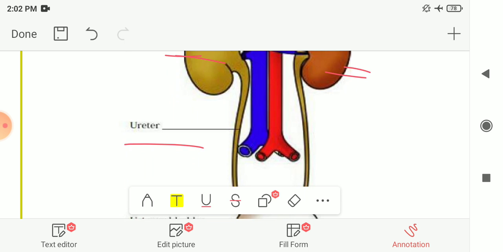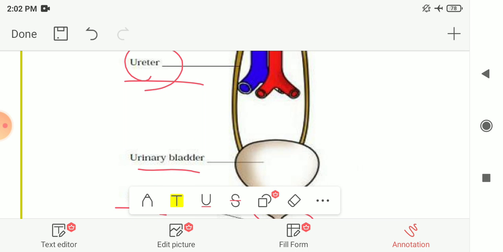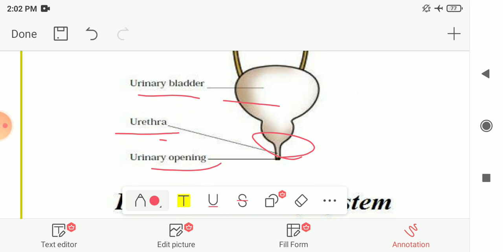It goes to the urinary bladder through these pipes, which are known as the ureters. After reaching the urinary bladder, this liquid, or you can say the waste products dissolved in the water, is stored in the urinary bladder. And then from the urinary bladder, it goes into the muscular tube-like structure known as the urethra. Through the urethra, by the urinary opening, this waste product is removed from our body. So this is how the excretory system works in our body.